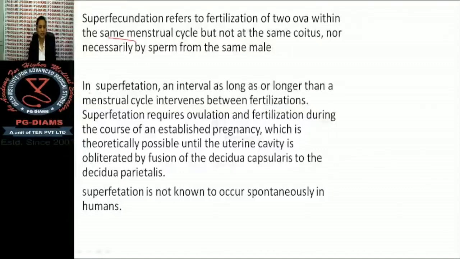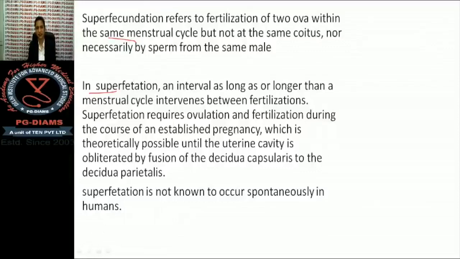Right. And in superfetation, you have a difference of one menstrual cycle. There was ovulation and fertilization in one cycle, the next cycle she continued to ovulate. Now that is not seen in human beings. Once she conceives, a female hardly ever ovulates.